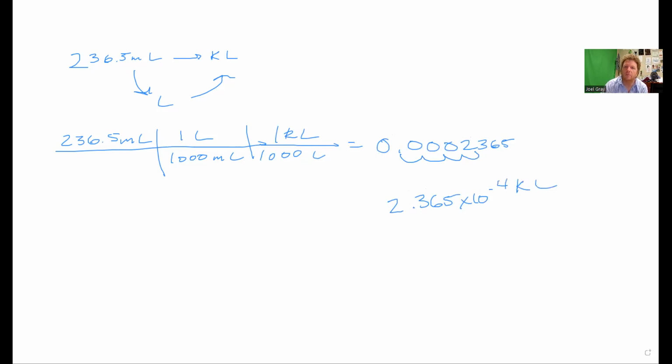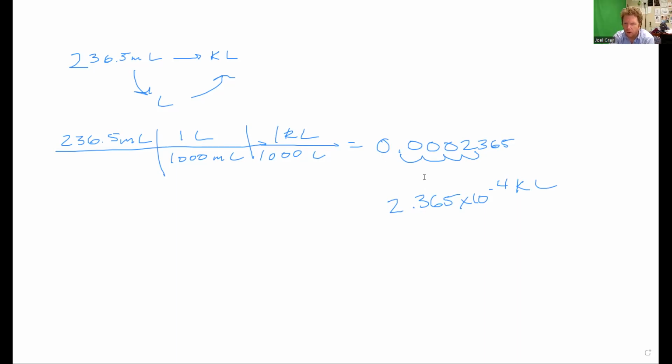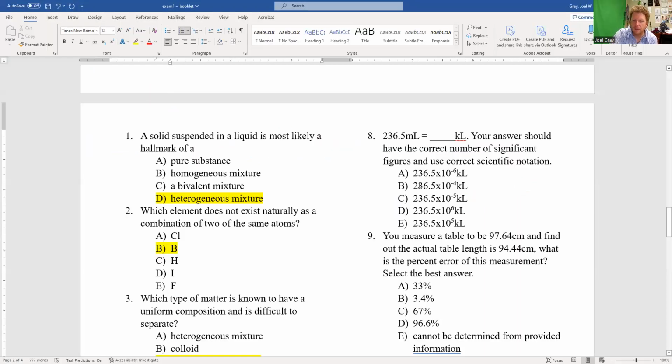Now let's switch back and confirm that that answer option is available. Times 10 to the negative 4th is what we're looking for. Okay, and yes, that is an option on there. Times 10 to the negative 4th. So B is the correct answer for that.